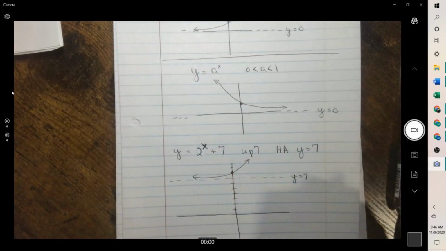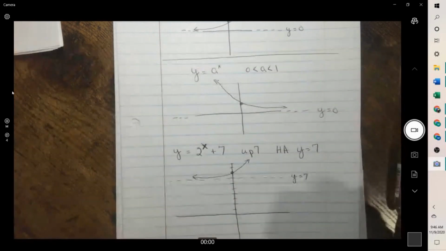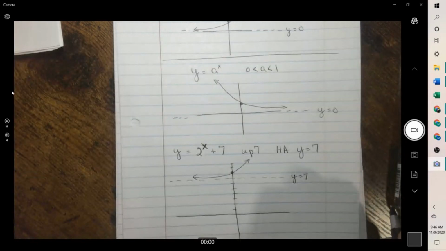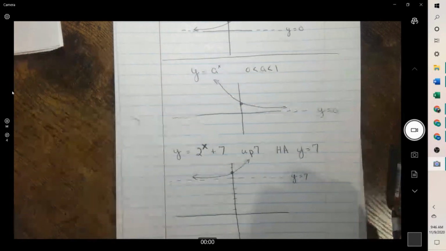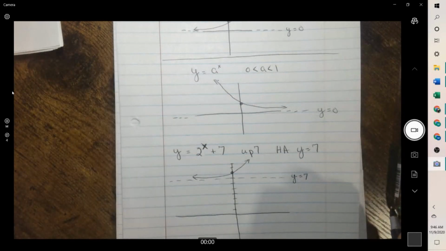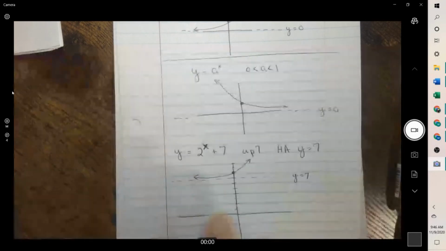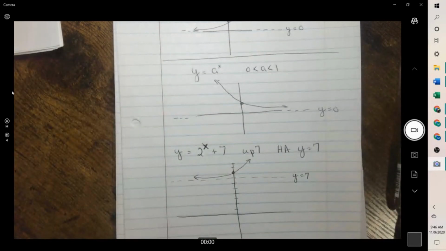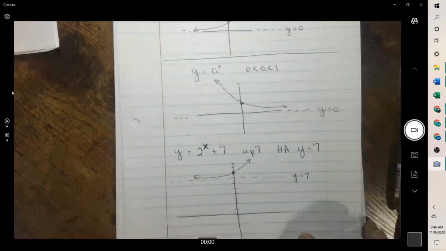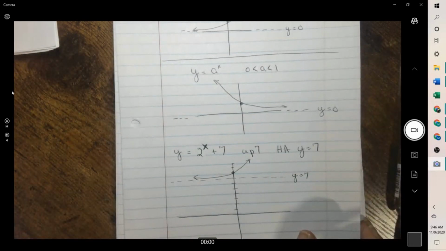Is that one the same way as the other ones, just on the y-axis? Correct. Okay. Any questions on that one?